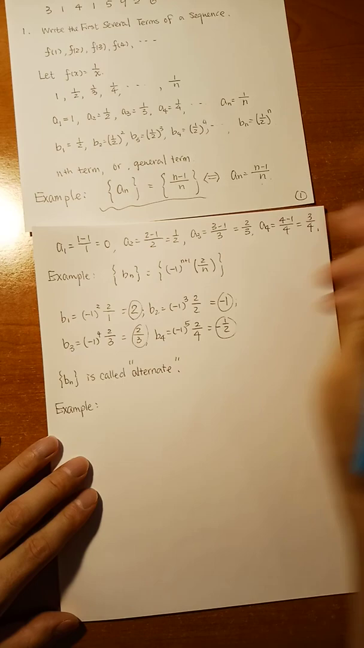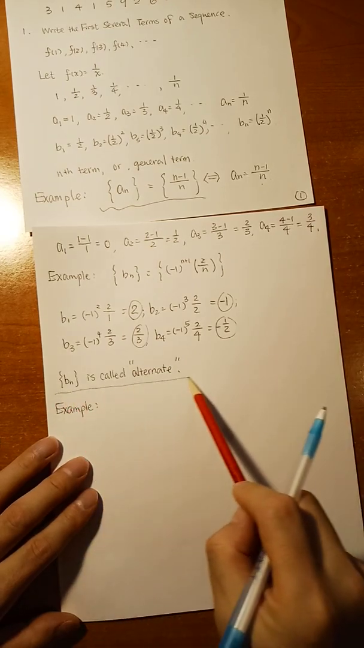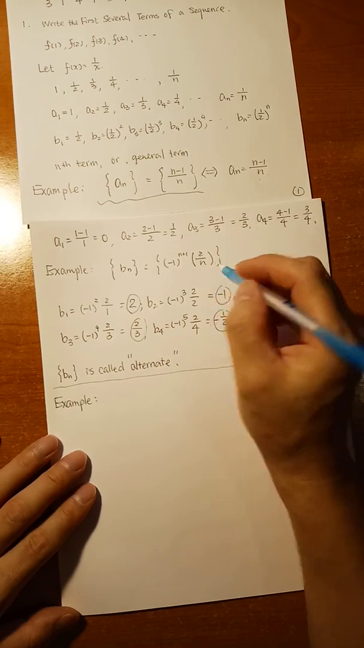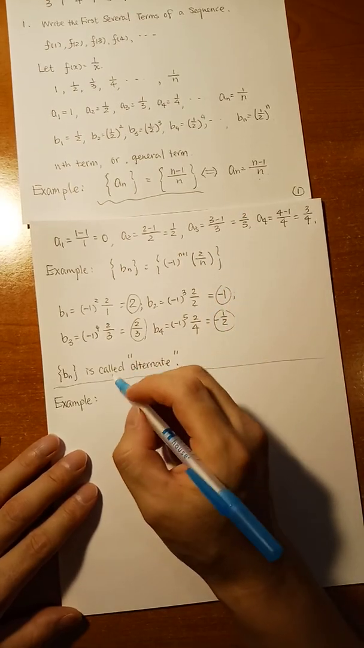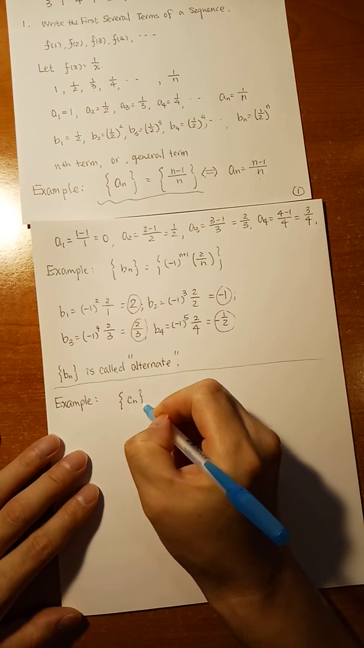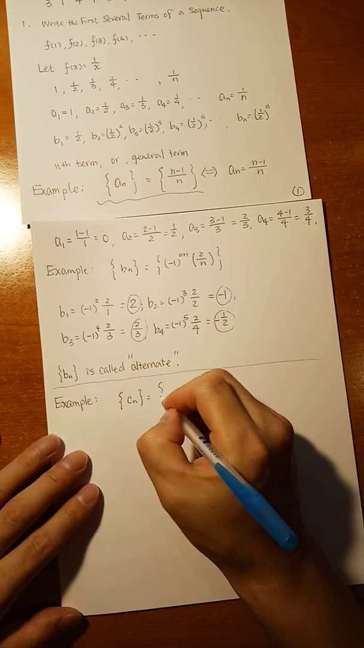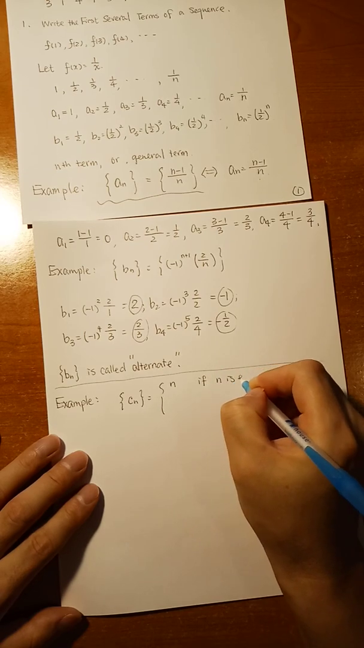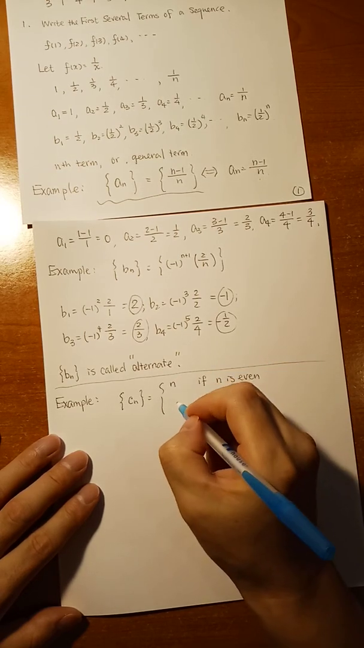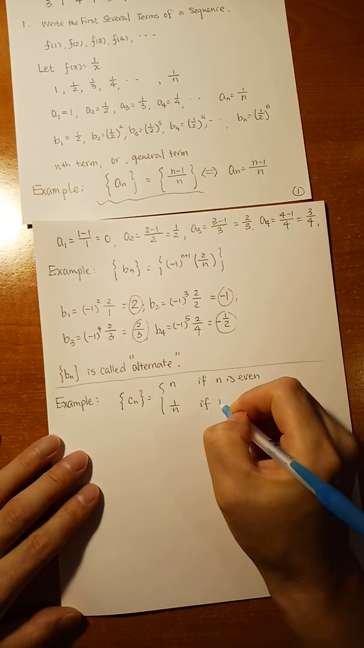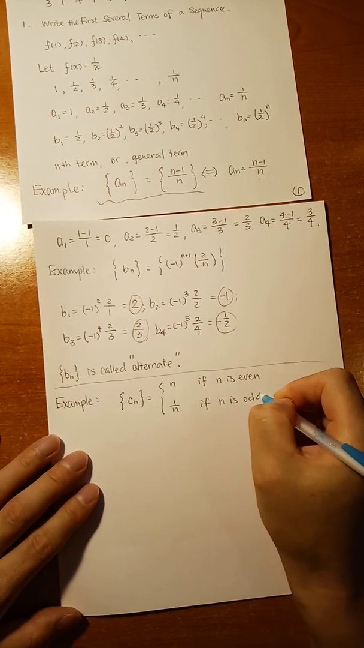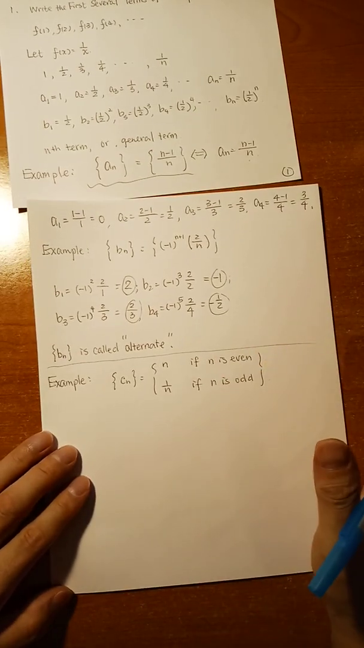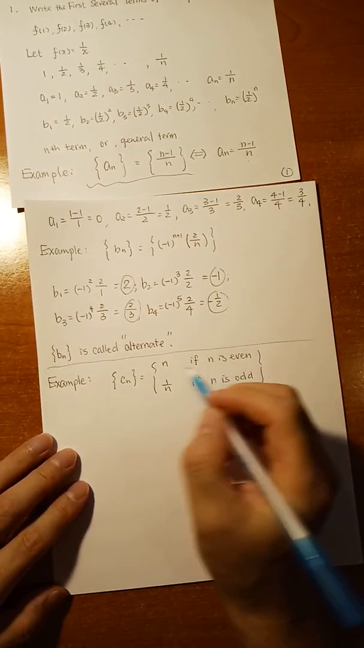Sometimes the definition of the general term may not be very clear or very simple. Not like this one, it's very simple. Sometimes it's like c sub n. This sequence is n if n is even, and then it is equal to 1 over n if n is odd. So it has a restriction, or cases. So let's try to evaluate.